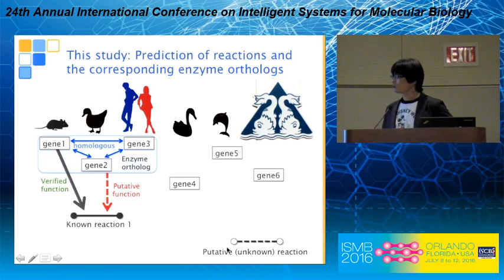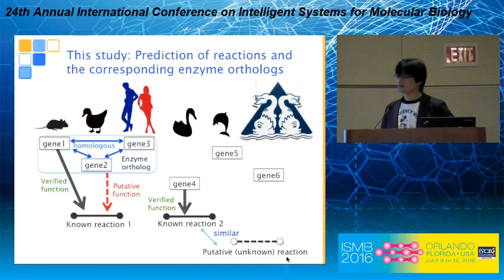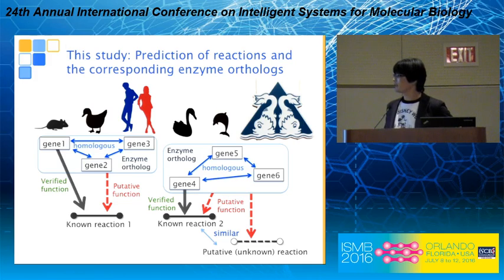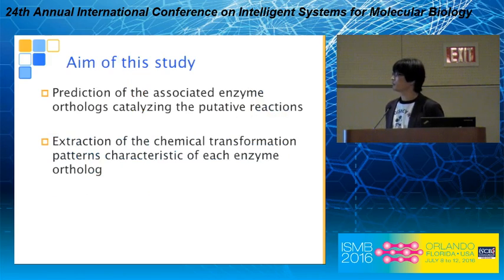So the best thing we can do is to search for a reaction similar to the putative reaction and get a verified function with one of those genes. Then we search for the homology and get an enzyme ortholog. Then we are ready to get a putative function to catalyze the putative reaction. This is the most important thing to explain about our study this time. So this is the aim of this study.